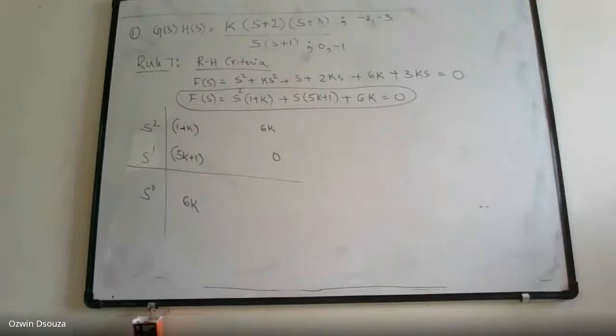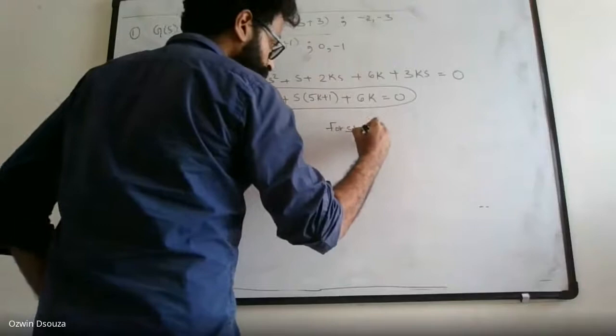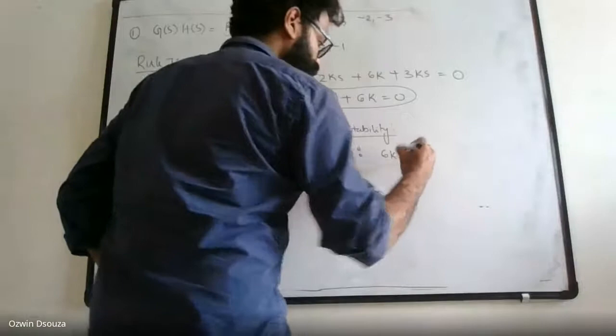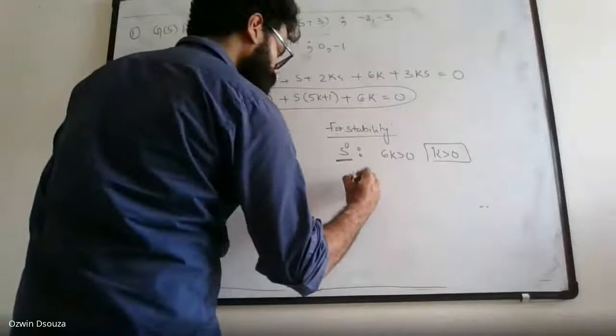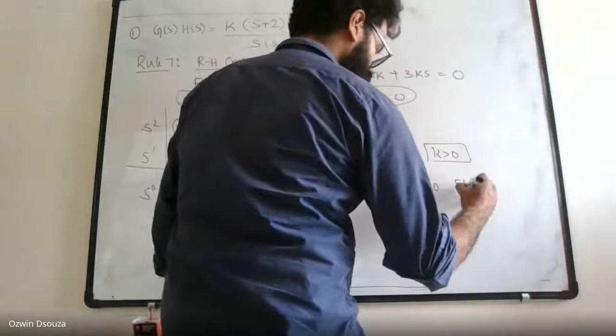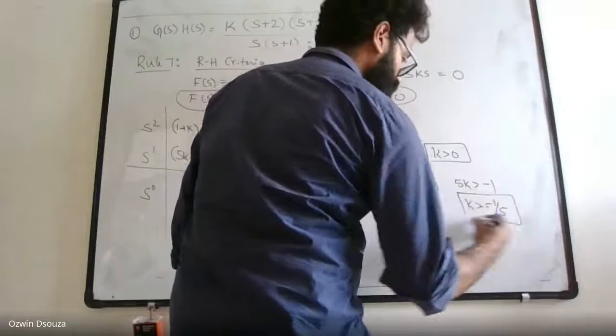For stability, you would want the first column entries to have the same sign. Since the first column entries are in terms of k, from the s to the power 0 row, 6k should be greater than 0, or k should be greater than 0. That's your first condition. From the s to the power 1 row, 5k plus 1 should be greater than 0, or 5k should be greater than minus 1, or k should be greater than minus 1 by 5. That's the second condition.